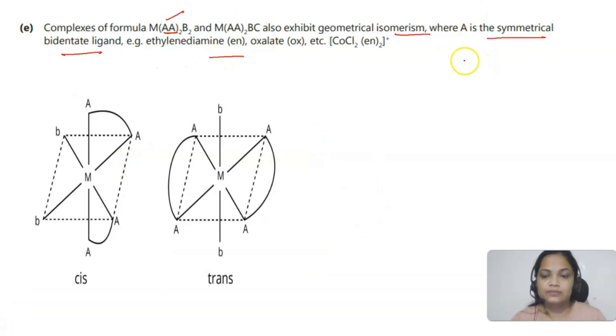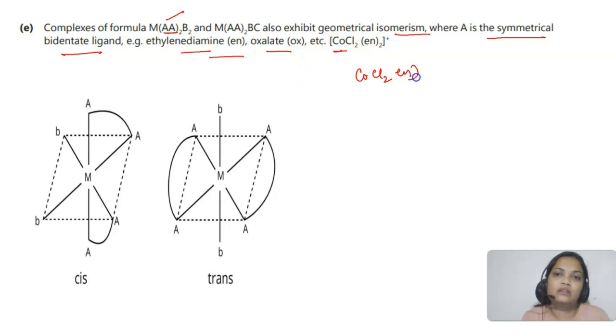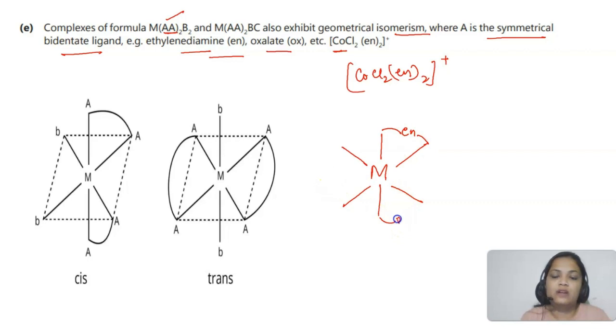And here we have symmetrical bidentate ligands like ethylene diamine, oxalate. So here is an example, [CoCl2(en)2]+. How can it happen? Now look, we have 2 chlorine and 2 ethylene diamine. If the 2 ethylene diamine are adjacent, first we will draw 6 bonds. So this is one ethylene diamine, en, and this one is another. See, these are adjacent to each other, and the other two will be chlorine.